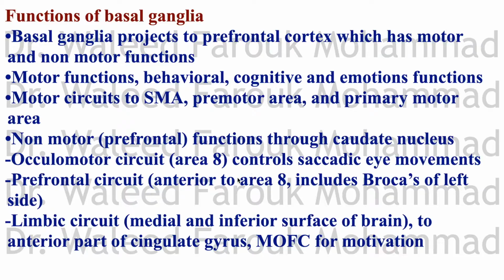There is another circuit for the oculomotor function to control the saccadic movements of the eye. It's anterior to the primary motor area, in an area called area 8, on the middle frontal gyrus. Also there is a prefrontal circuit anterior to area 8, and it includes Broca's areas for speech, areas 44 and 45. Also there is a limbic circuit connected to the limbic system, medial and inferior surface of the brain.